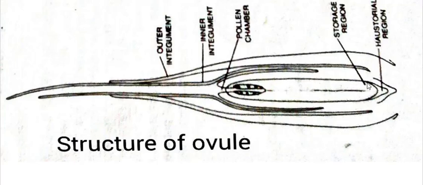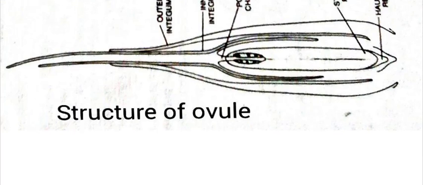At the base of the nucellus, the haustorial region is present, which absorbs the nutrition, and this is the region in the center of the nucellus which is developed after megasporogenesis, when the megaspore germinates and produces the female gametophyte in which the archegonia are produced and the pollen chamber is also formed.